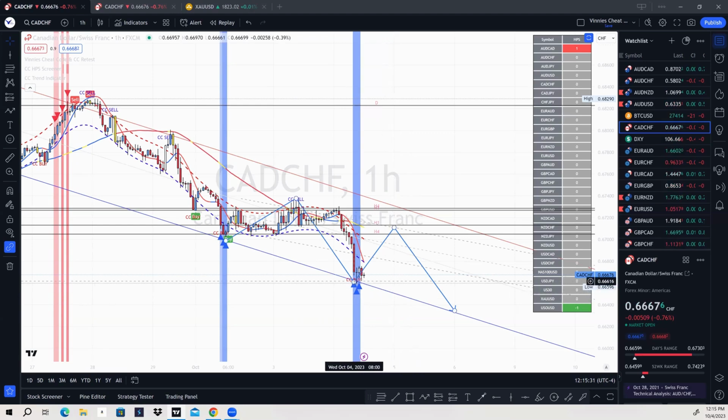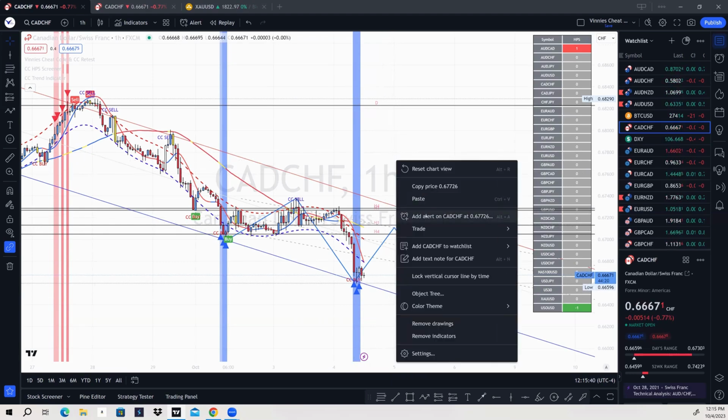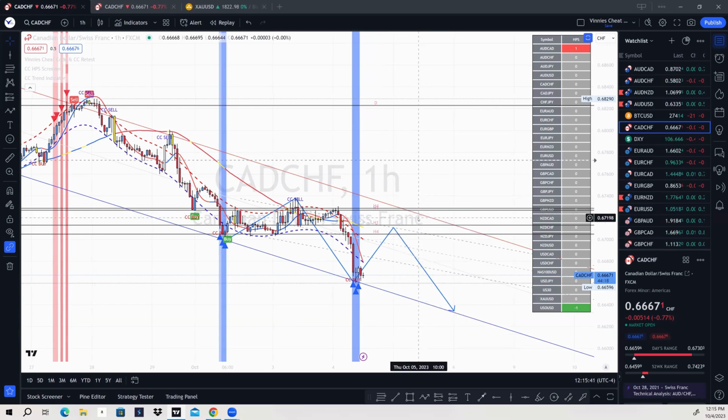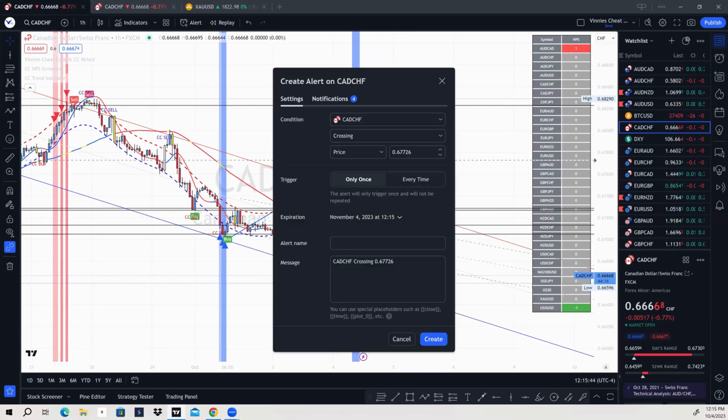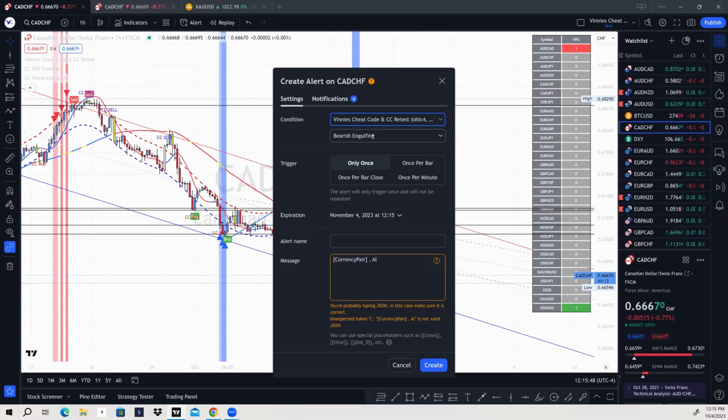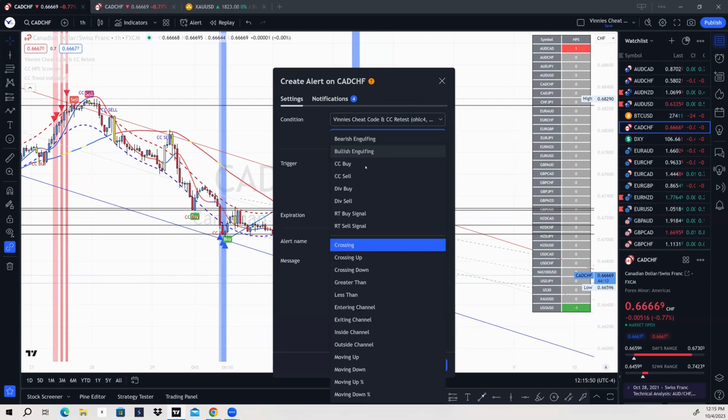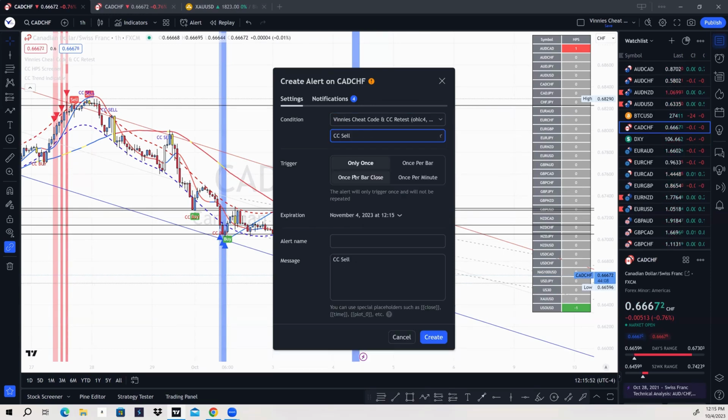All we're going to simply do is, once we get a CC sell on a 1 hour time frame, we actually can set an alert. So we can set an alert. Go to add alert. We want to go to condition, go to Vinnie's trading cheat code. Next thing we want to do is go down to here to CC sell. Once per bar closed, and then hit create. Okay.